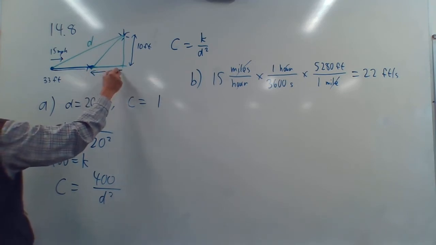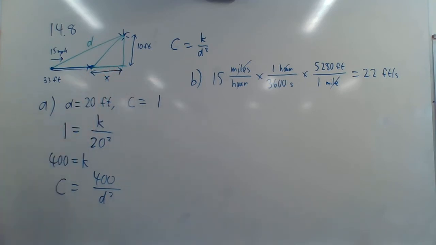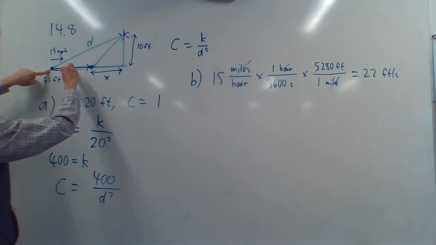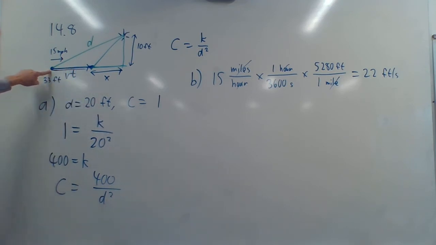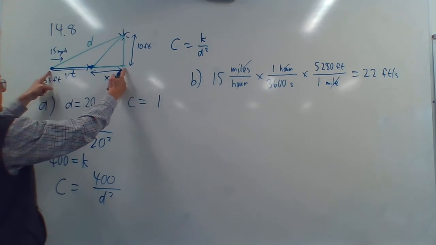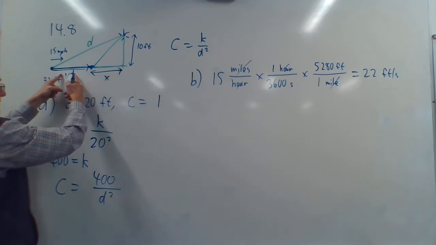So let's say this is his new distance, right? Let's call that x. That's his new distance. It is the starting distance, 33, minus how far he went in that time, which is velocity times time, right? 22 feet per second times the number of seconds. This distance he went is his velocity times time. So how far he is was the full distance minus vt.